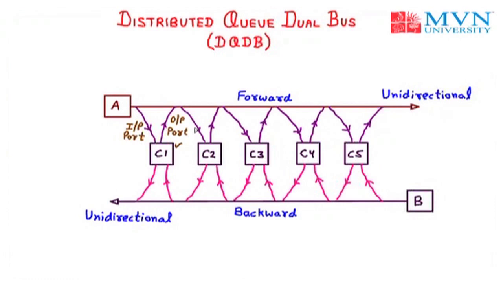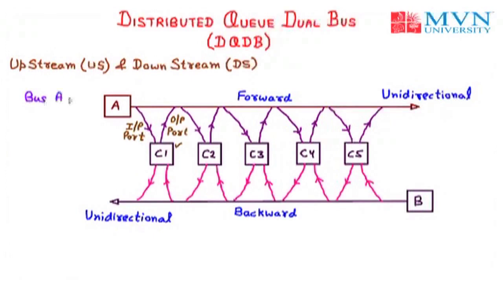Now we have the next topic in the DQDB, called upstream and downstream. We can give the aliases US for upstream and DS for downstream. Now comes the explanation. For example, suppose bus A is first configured. If bus A is first configured, that means the data will be transferred in the forward direction.